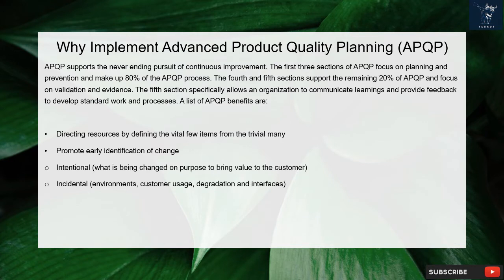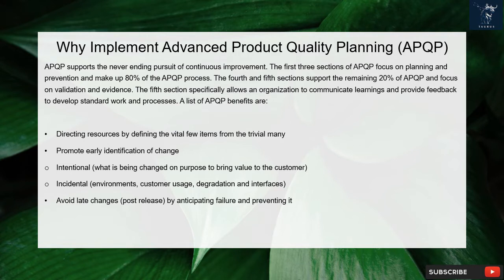Why implement Advanced Product Quality Planning (APQP)? APQP supports the never-ending pursuit of continuous improvement. The first 3 sections of APQP focus on planning and prevention and make up 80% of the APQP process. The 4th and 5th sections support the remaining 20% of APQP and focus on validation and evidence. The 5th section specifically allows an organization to communicate learnings and provide feedback to develop standard work and processes.